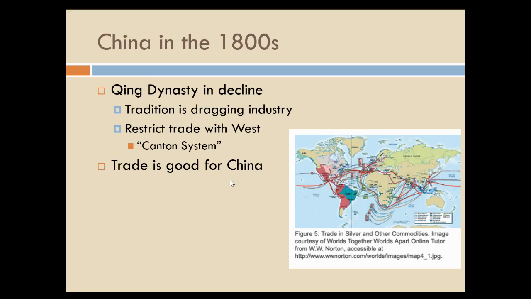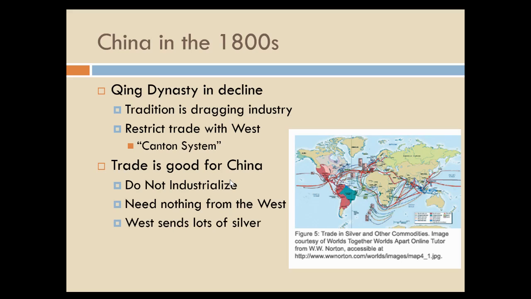They don't industrialize. They don't need anything from the West, and the West is instead going to send a lot of silver to them. The West is sending in so much silver from the Americas that China is being looked at as a spot that is growing increasingly wealthy, but they are squandering that by not developing things.